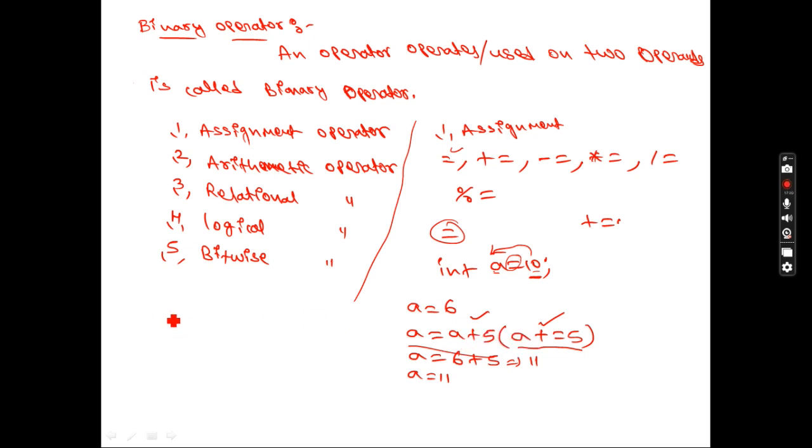Now one more example. a equal to 10. If I write a minus equal to 2, what is the value of a now? It is 8. Because a minus equal to 2 means a equal to a minus 2. a is 10, and 10 minus 2 is 8, so 8 is stored in a. That is what you need to understand. If you understand plus equal to and minus equal to, then into equal to and the rest are the same. The next concept is arithmetic operators.